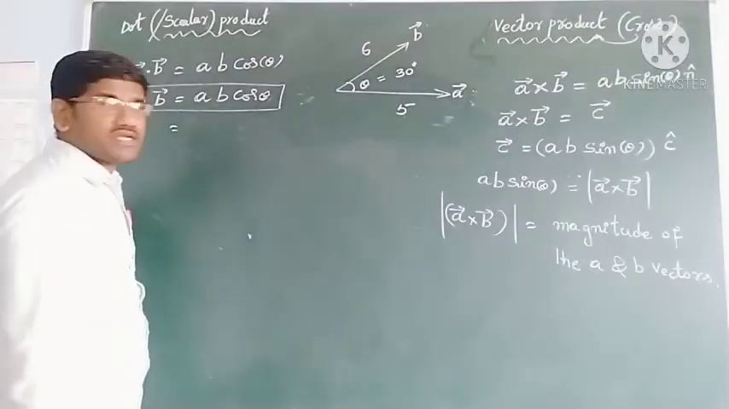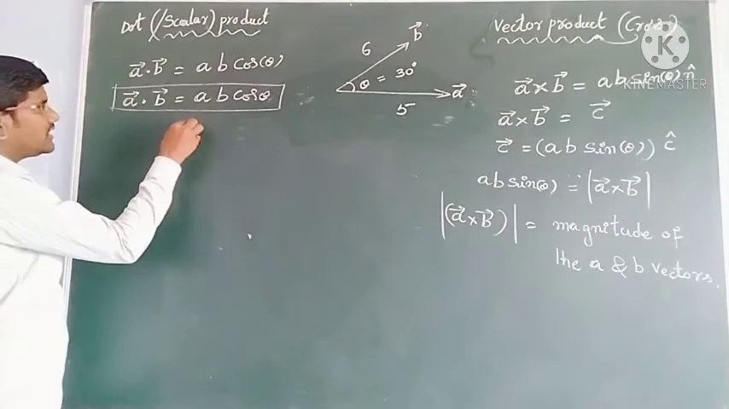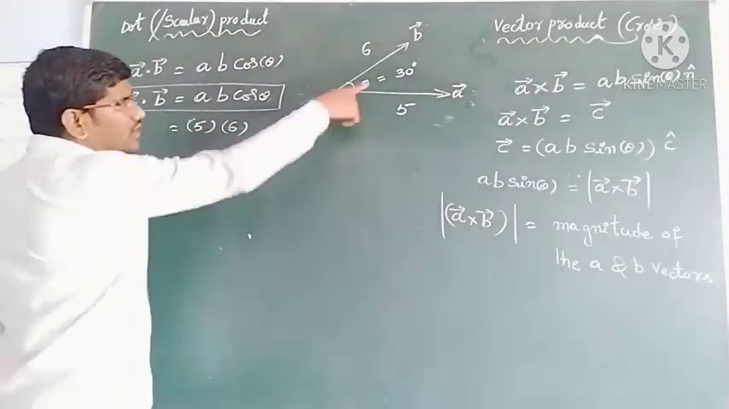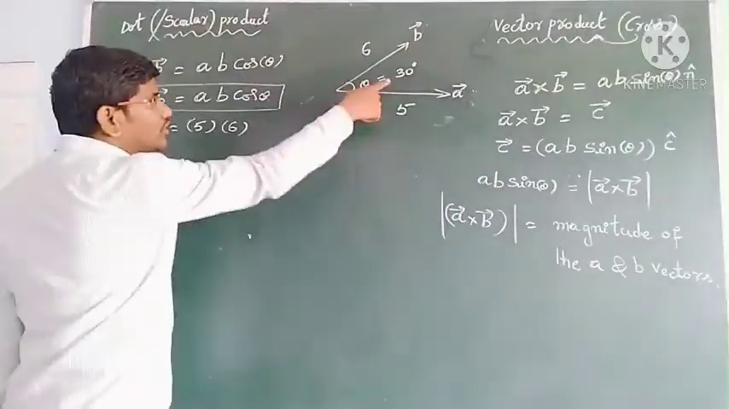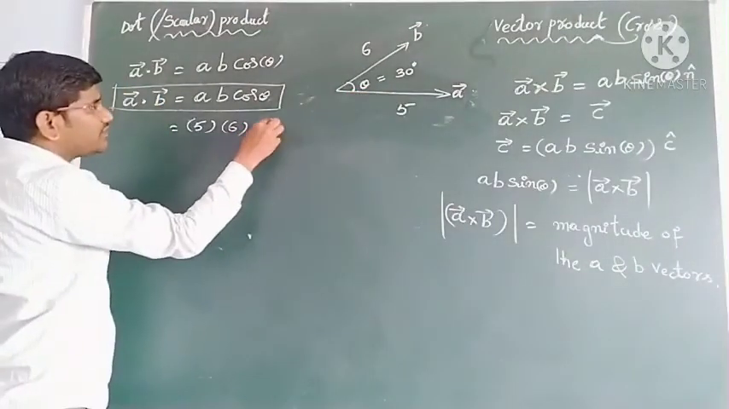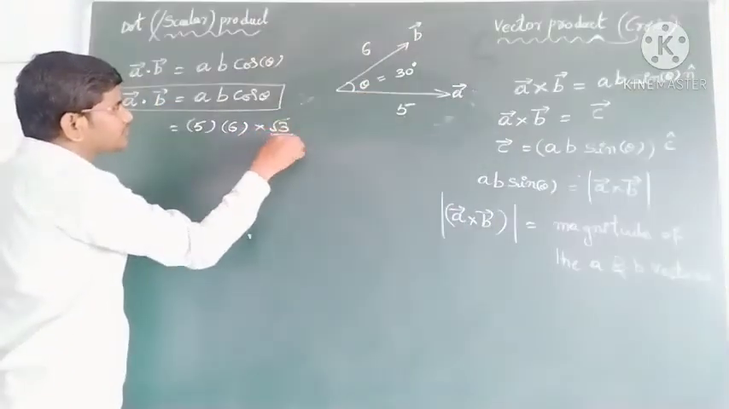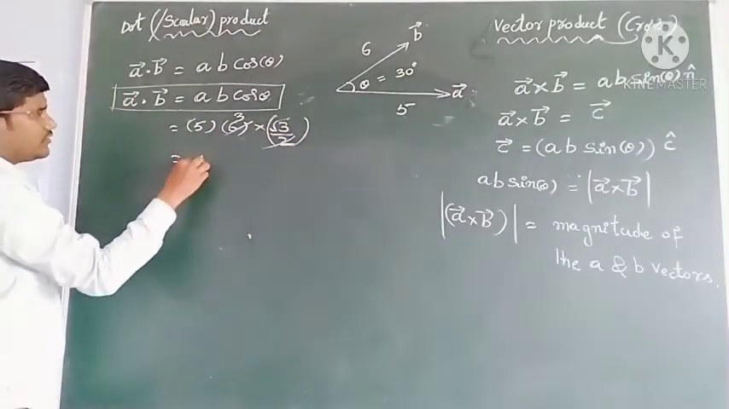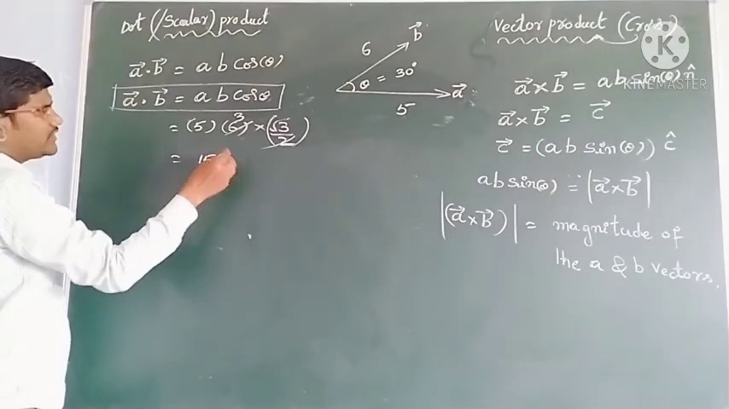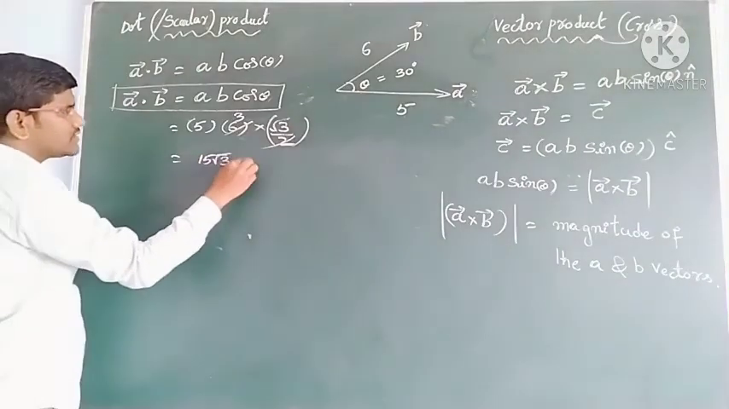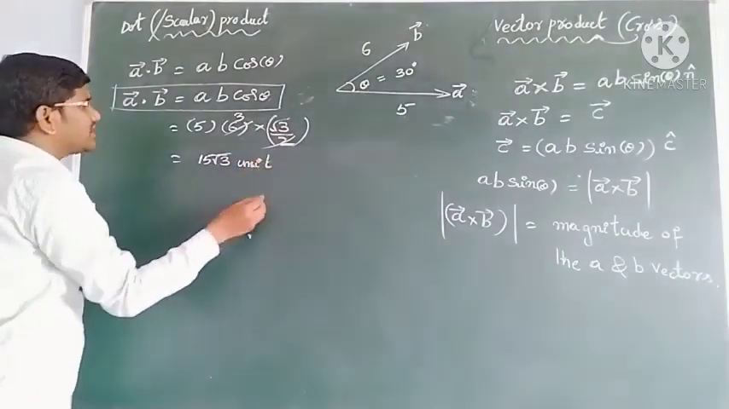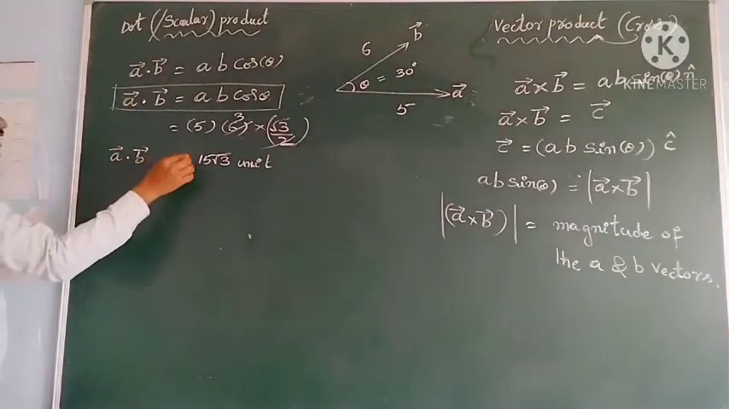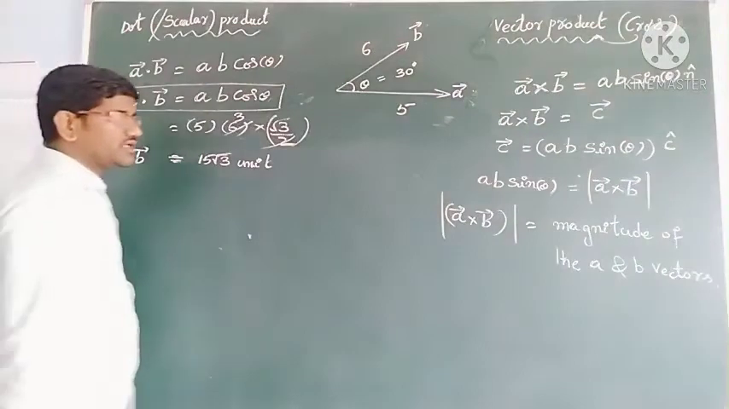How will you get it, students? AB cos theta: you will get A value 5, B value 6, and cos of the angle between them. So cos 30 degrees is equal to root 3 by 2. Then the 2's get cancelled, so you will get 15 root 3 units. That is called A bar dot B bar. So A bar dot B bar is equal to 15 root 3 units.